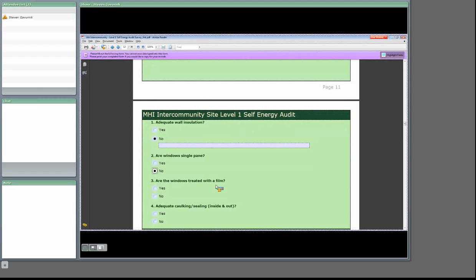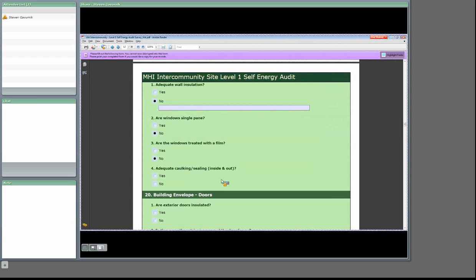Question 3, are the windows treated with a film? This is usually a tinted film. Sometimes it's not too obvious, but usually it is. It's a film that's applied to the windows to reduce solar heat gain and loss on the windows. So you'd indicate yes or no whether you have it. Typically it's no.